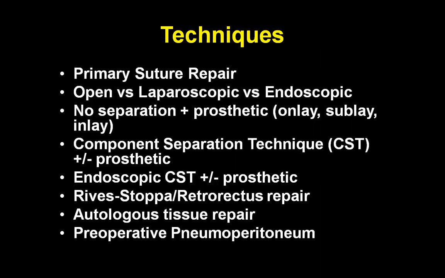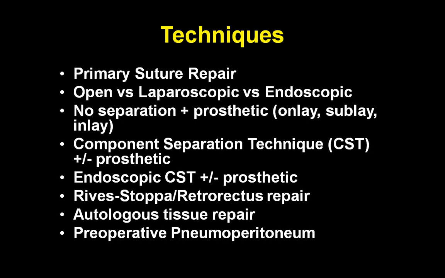Technique: primary suture repair is not done. They say for a defect of less than 2 centimeters you can think of a primary repair, but the chances of recurrence are very high. You can do an open, laparoscopic, or endoscopic procedure. You can do an onlay, meaning placing the mesh over the anterior rectus sheath. Sublay means between the posterior rectus sheath and peritoneum, and inlay means below the peritoneum.